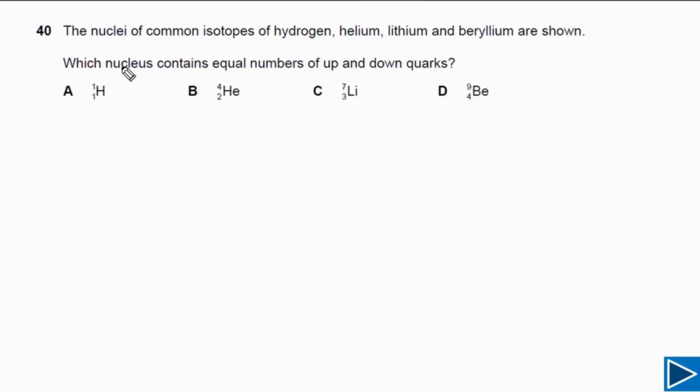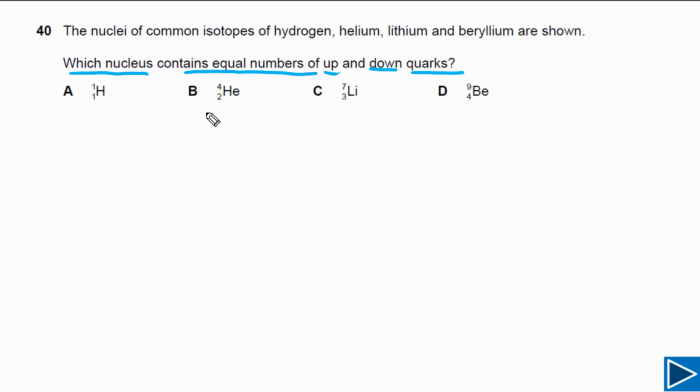For question number 40, we need to find out which nucleus contains equal numbers of up and down quarks. We can look at each nucleus and then we can find out which nucleus has the same number of up quark and same number of down quark.